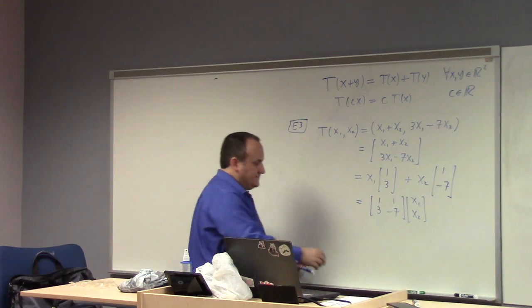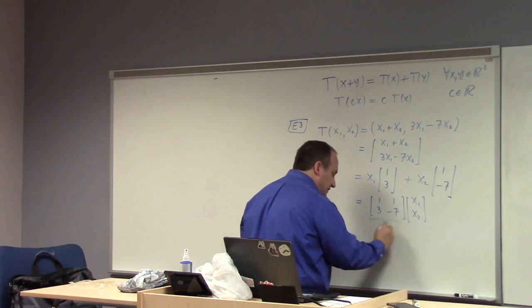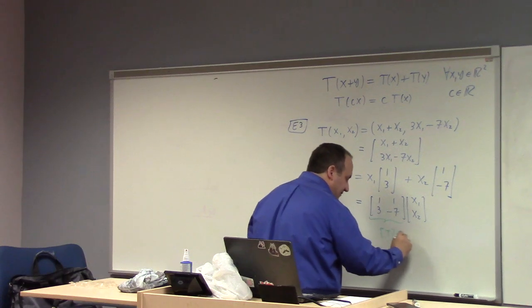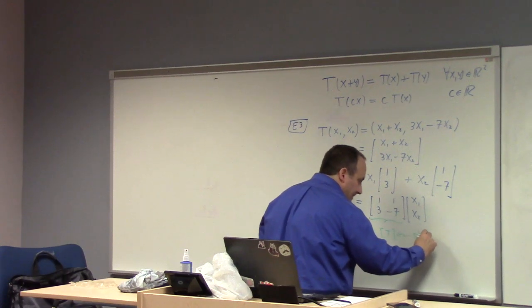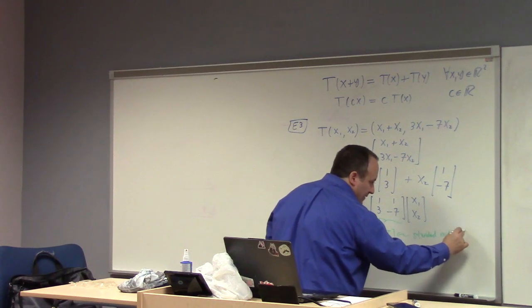That matrix is called the standard matrix of the linear transformation. Our notation is bracket T. This is the standard matrix of T.